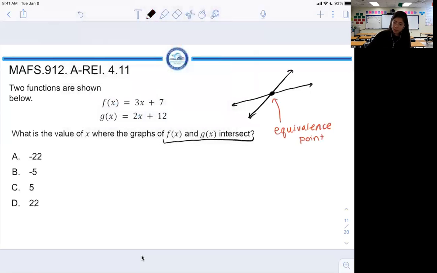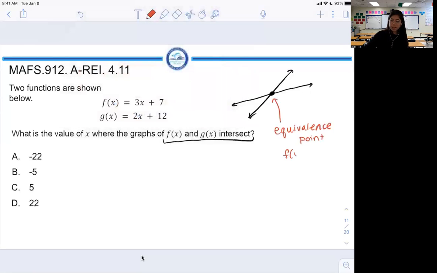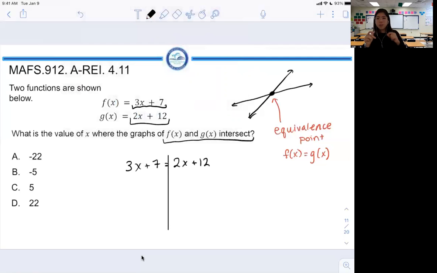Because the equivalence point is the place where f of x equals g of x. We're trying to figure out where f of x equals g of x. So what I can do is set these two equal to each other. So 3x plus 7 equals 2x plus 12. And now I can solve for x. I want you guys to solve for x on your own while I go get my charger for my Apple Pencil. I'll be right back.